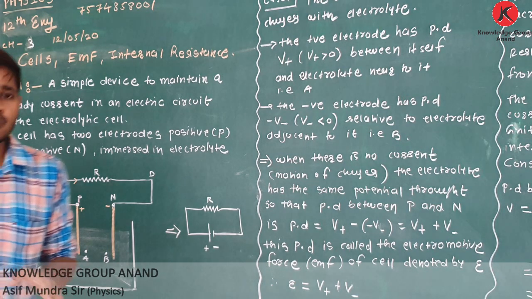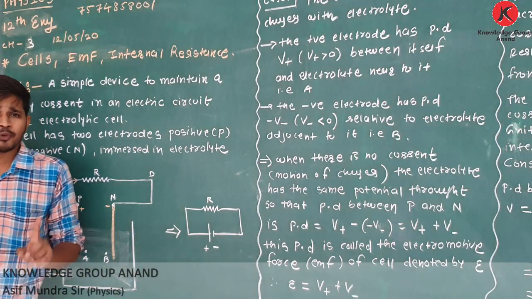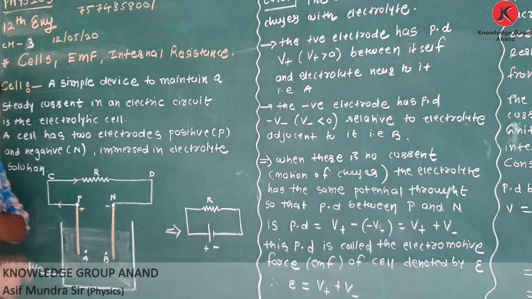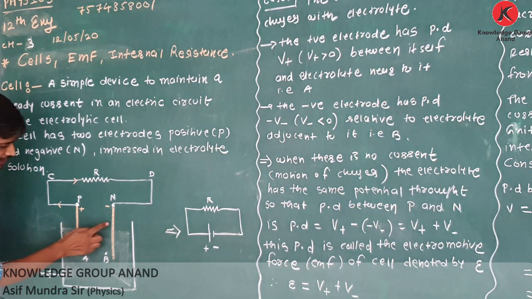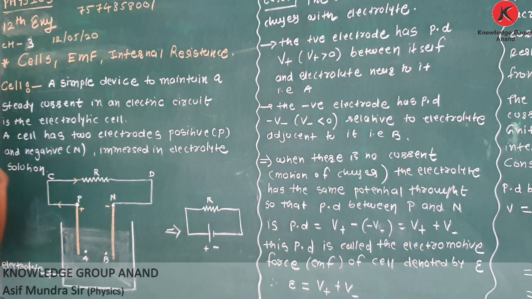You already know what a chemical cell is. A chemical cell includes two electrodes, one positive and one negative, immersed in an electrolyte solution. We have one such figure. What is a cell? A simple device to maintain a steady current in an electric circuit is the electrolytic cell. A cell has two electrodes, one positive P and one negative N, immersed in electrolyte solution.